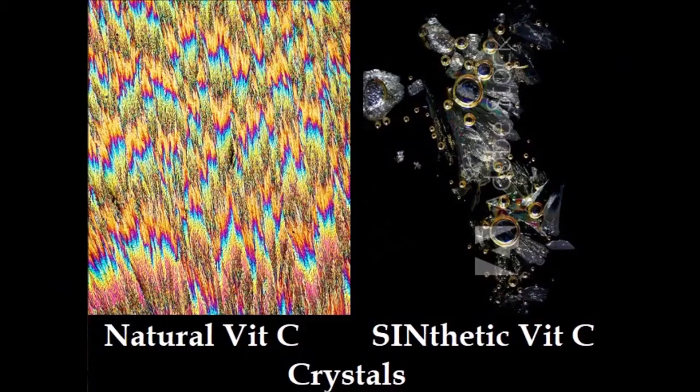Here's natural vitamin C on the left, crystallized, and synthetic vitamin C. The natural vitamin C has energy. It plays with the light. It has the electrons that are energy. The synthetic does not. There's no life force here.